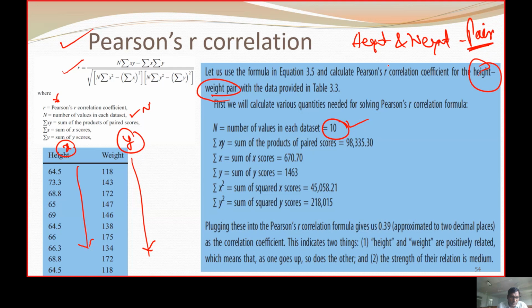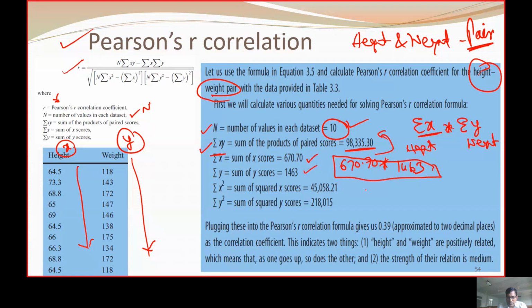I take the x elements and make a summation of all the elements, and then a summation of all the elements in the y vector. So 670 multiplied with 146, we get this summation value here. Now, to scale the contents, 670.70 whole square. So we get this value.